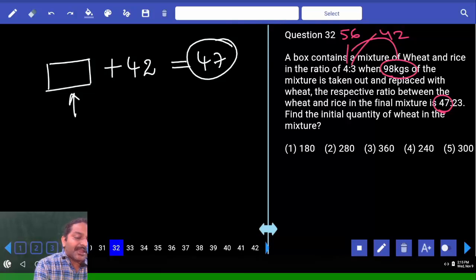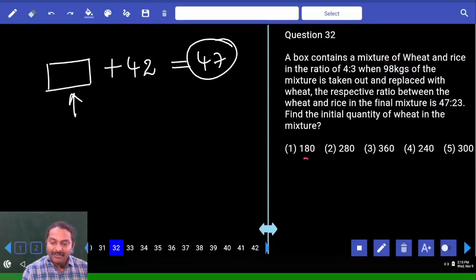So here what should you write? Initial quantity of wheat. And that's what your question is, right? Where is it in the options?